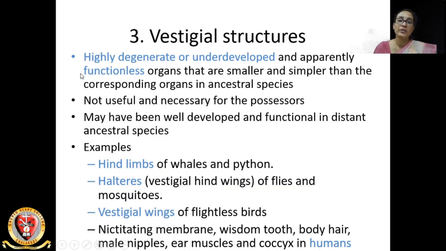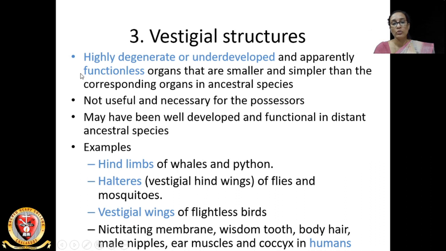Now we'll move on to the third example under morphological and anatomical evidences, which are vestigial structures. Now, what are vestigial structures? These are highly degenerate or underdeveloped, or apparently they may look like they are functionless. They are smaller and simpler when you compare them to the same or corresponding organs in the ancestral species. In the present species, these organs would not be useful or necessary for the possessors. But in the ancestral species, these would be well developed and functional.